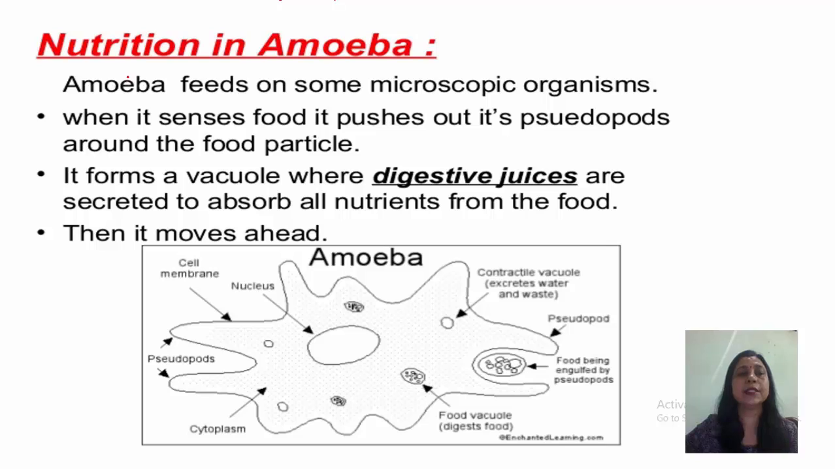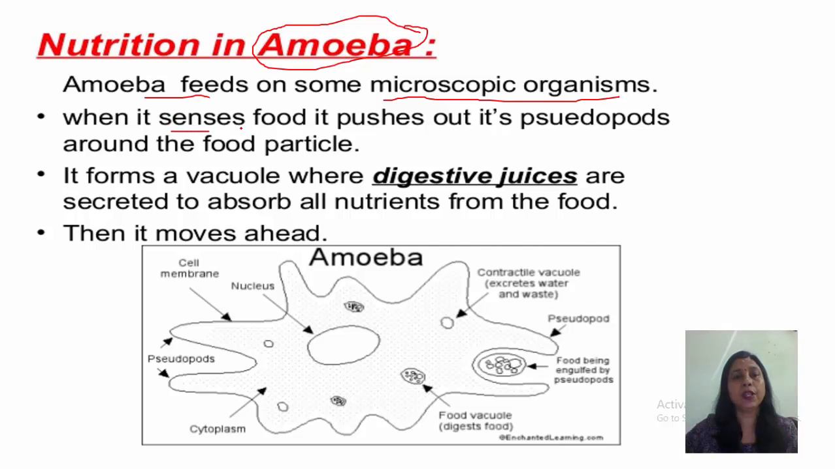Now, first of all, we'll discuss nutrition in amoeba. As you all know, amoeba is a unicellular organism. Unicellular organism means its body consists of only one cell. This amoeba lives in water and it feeds on microscopic organisms. It itself is a microscopic organism, that is, it cannot be seen through naked eyes. Only a microscope is used to see this amoeba.